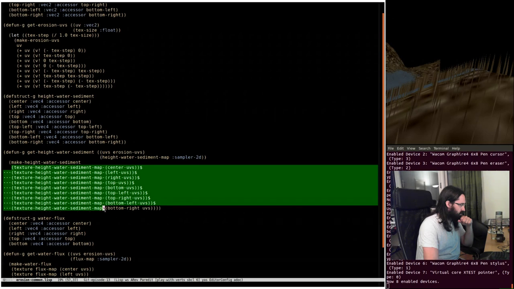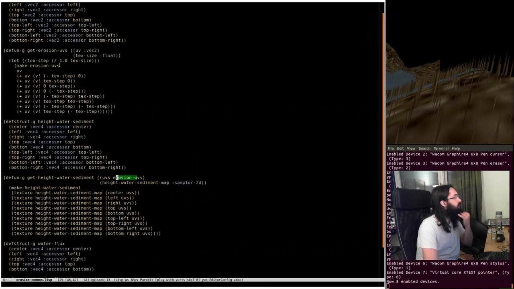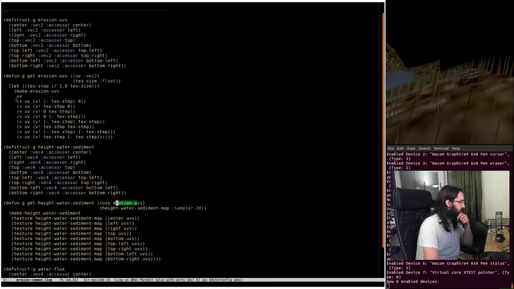We're querying the texture to populate all of these in order. We're querying, see if I get this right, height, water, sediment map, these positions, which is based on the UVs. UVs, again, is another struct. There we go, the erosion UVs up here. It takes in a texture size, creates a texel step. Then the UV is this. Shouldn't be anything magical here.